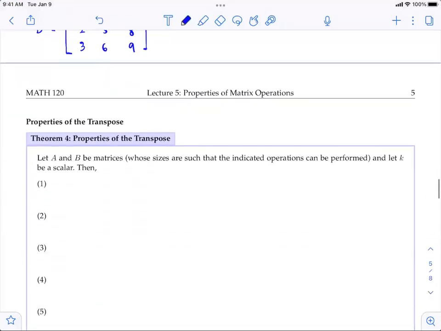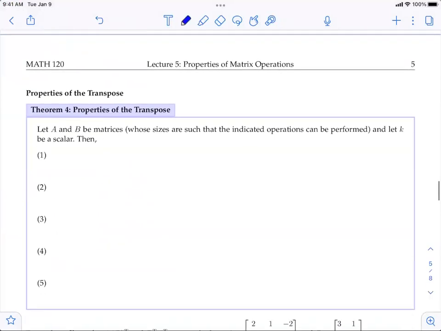So the next set of properties I want to focus on is the properties of the transpose. If you have 2 matrices A and B whose sizes are such that the indicated operations can be performed, and let k be a scalar. Right? So a transpose of a transpose gives you the original matrix. The transpose of the sum is the sum of the transposes.